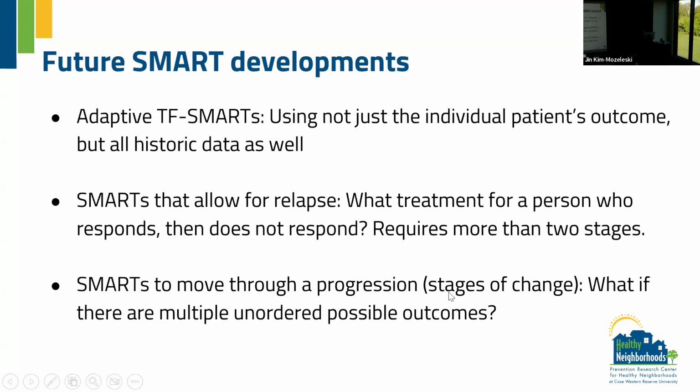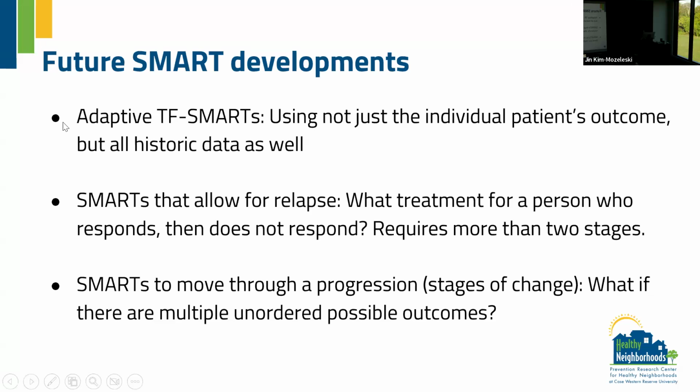SMARTs to move through a progression, like stages of change. We talked about this, yeah. That's really got my brain going. If you want to get this person to some ultimate change and move them through those stages of change, is it okay if they jump a stage or regress a stage? How do you get people to that final outcome?